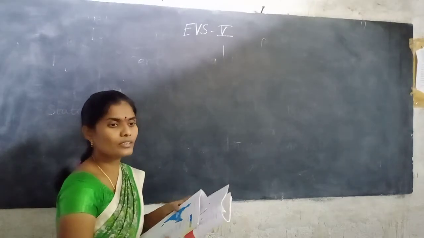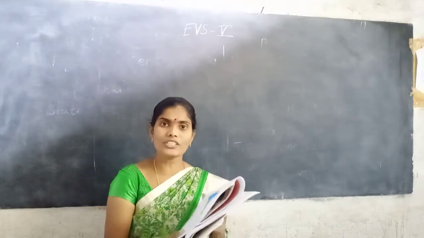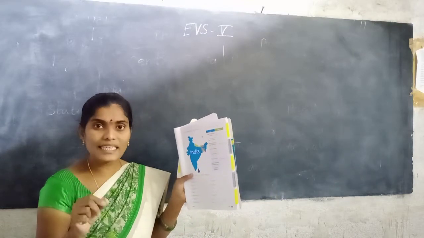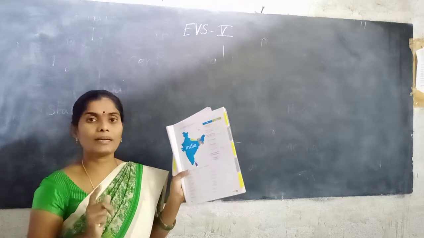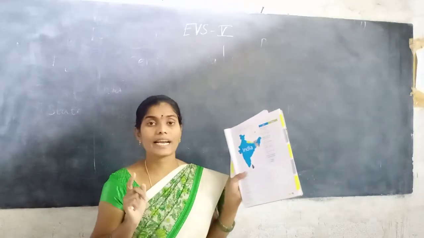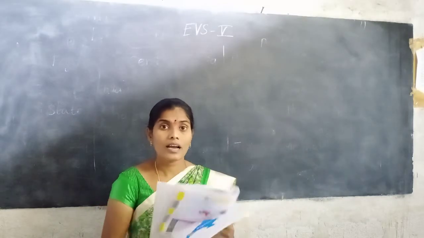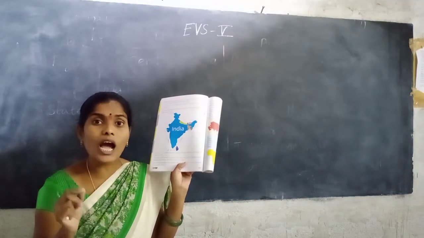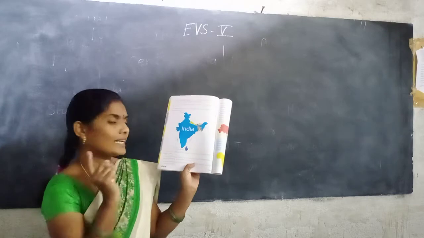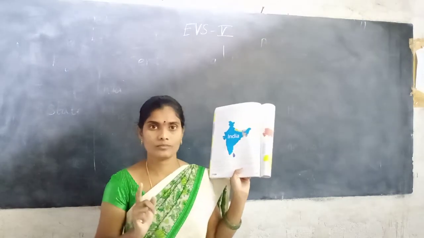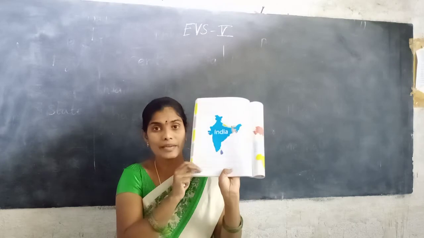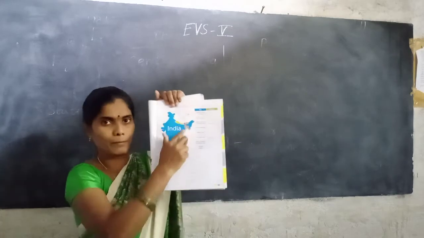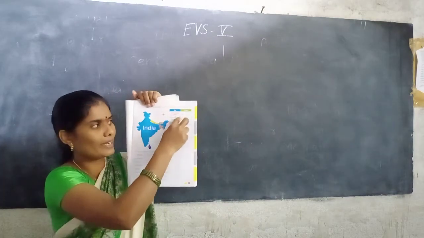Will you complete that? Take the help of the course book, page number 38, and complete this. Write the neighboring countries by looking into the course book, page number 38. That's your work, you are able to do it. You must complete the neighboring countries in the India map. Now, I am giving these answers.